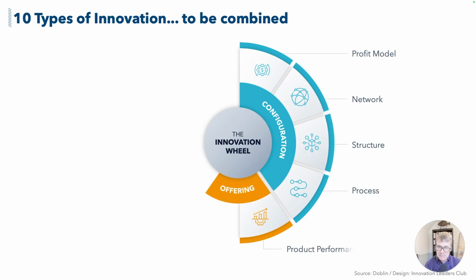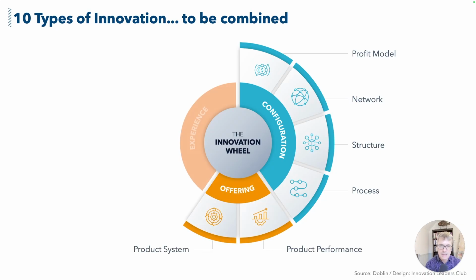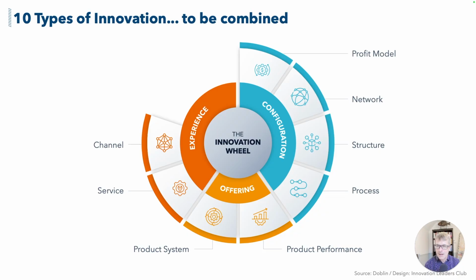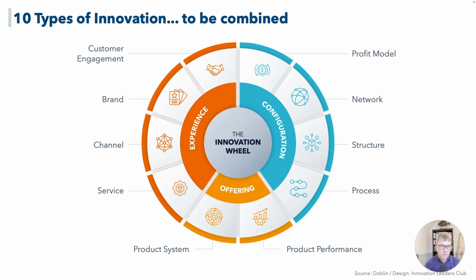Then in the offering, we have product performance and also product system. And in the experience, we have the service, the channel, the brand, and ultimately the customer engagement. So let's look at what we have right now in the industry.